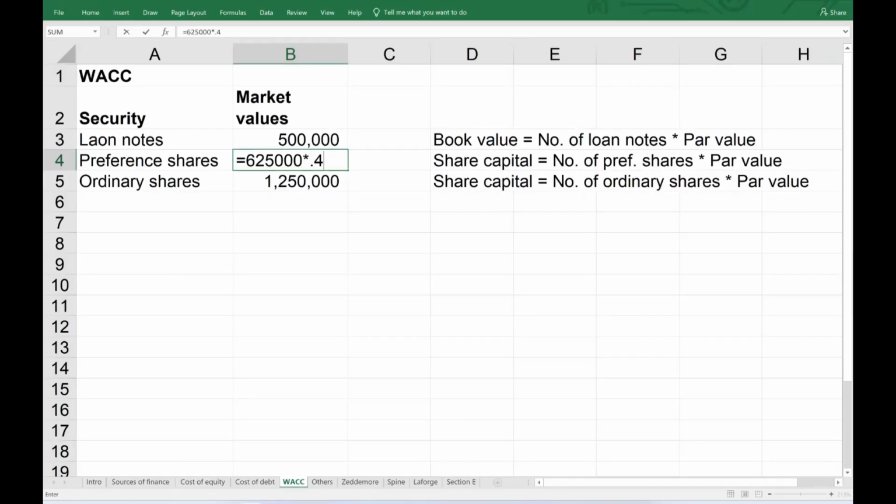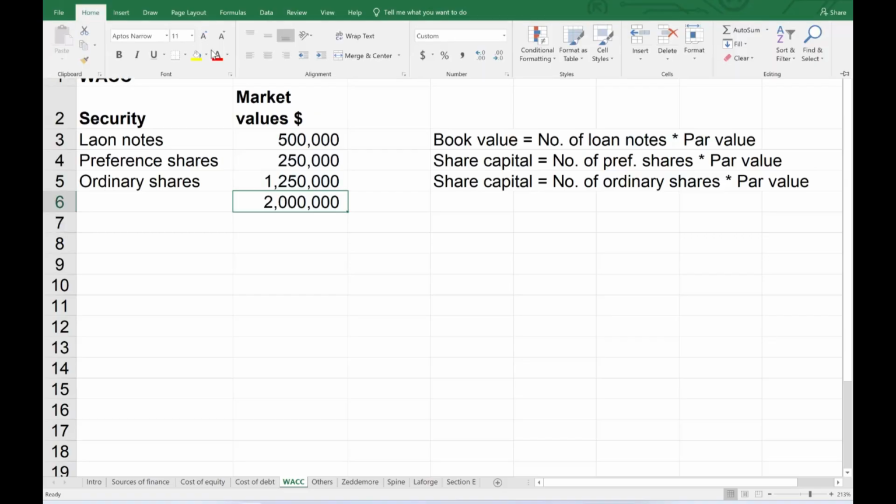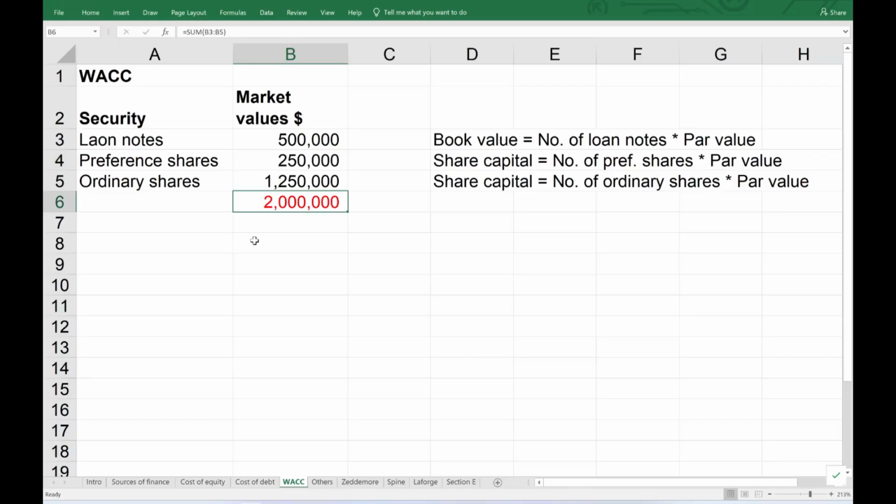40 cents. So 0.4. Okay. So we find out the market values of all of these three things. Okay, we find the market values in dollar, and let's find the total as well. Total is 2 million. So the total funds that the company financed through loan notes, through preference share, through ordinary share is 2 million.